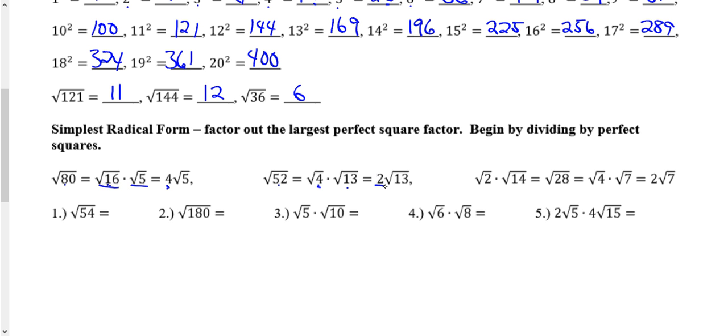Let's try one slightly different, okay? So we've got the square root of 2 times the square root of 14. Neither of them are perfect squares. But let's multiply them. What's 2 times 14? So I can rewrite that as the square root of 28. Now, what's the biggest perfect square factor of 28? Yeah, well, 4 is, right? So I can rewrite the square root of 28 as the square root of 4 times the square root of 7. You with me? And what's the square root of 4? So it's 2 square roots of 7 equals the square root of 28. Starting to catch on here?